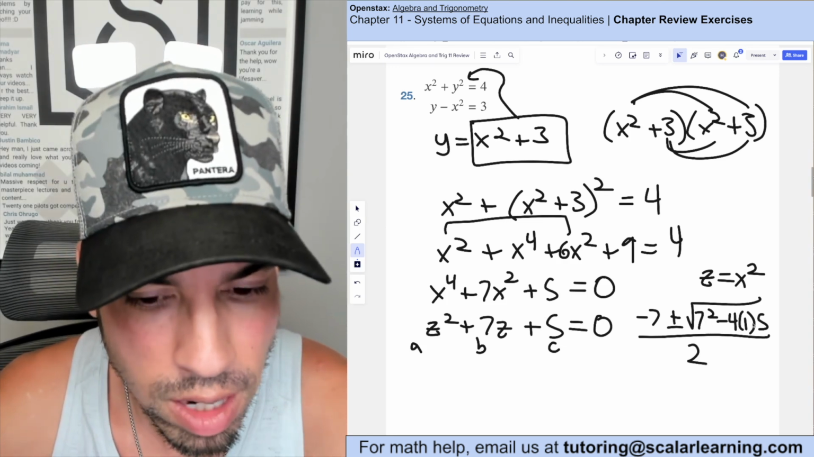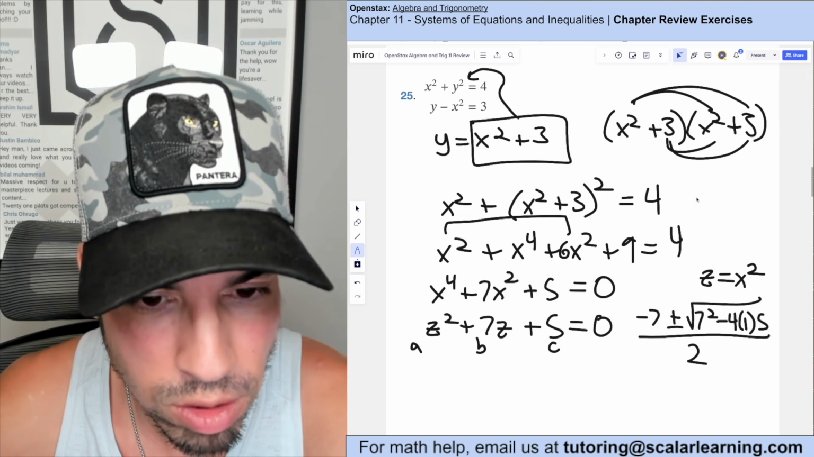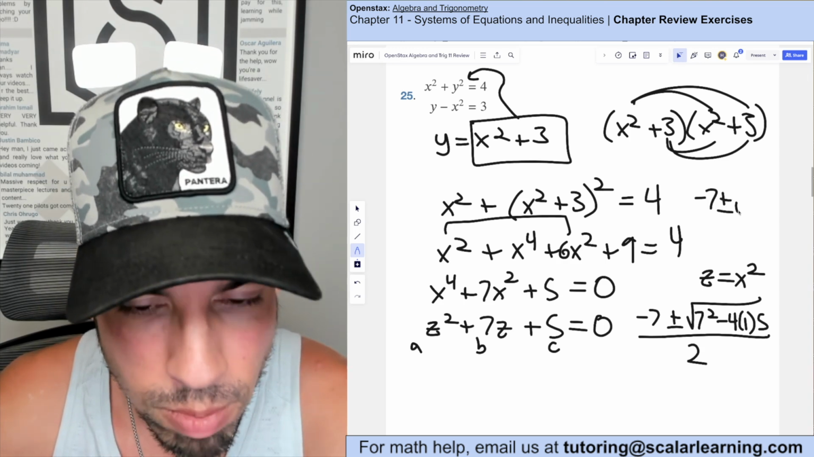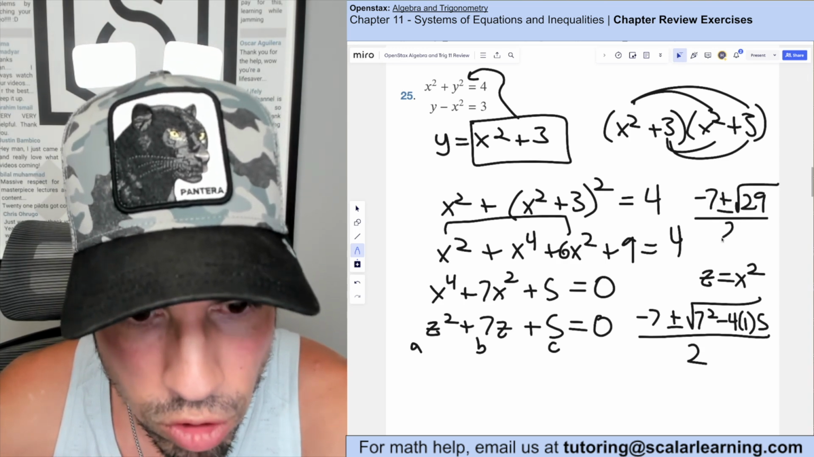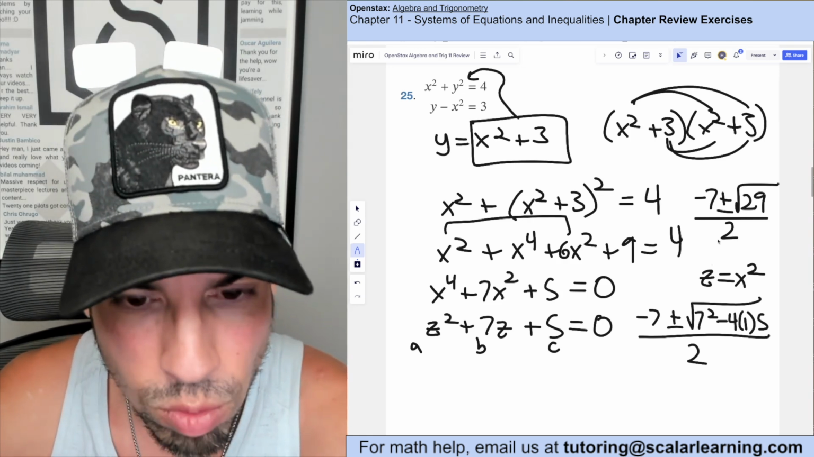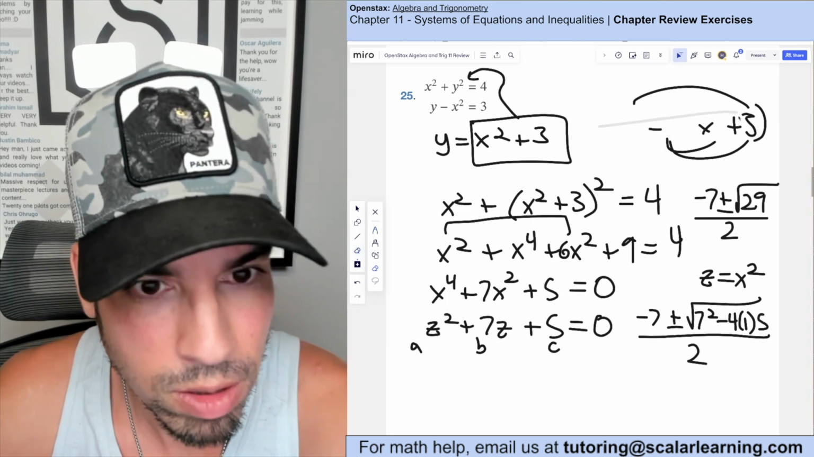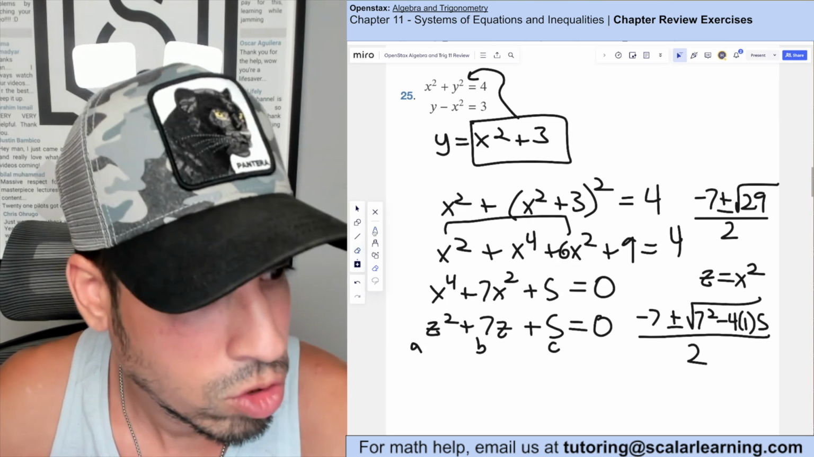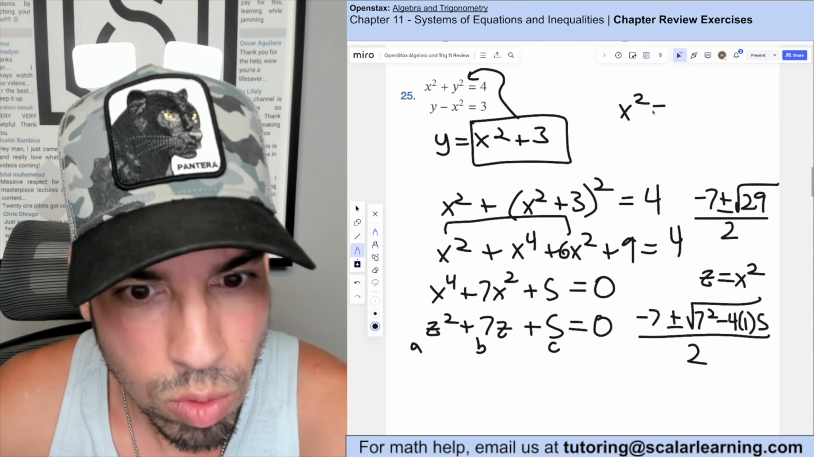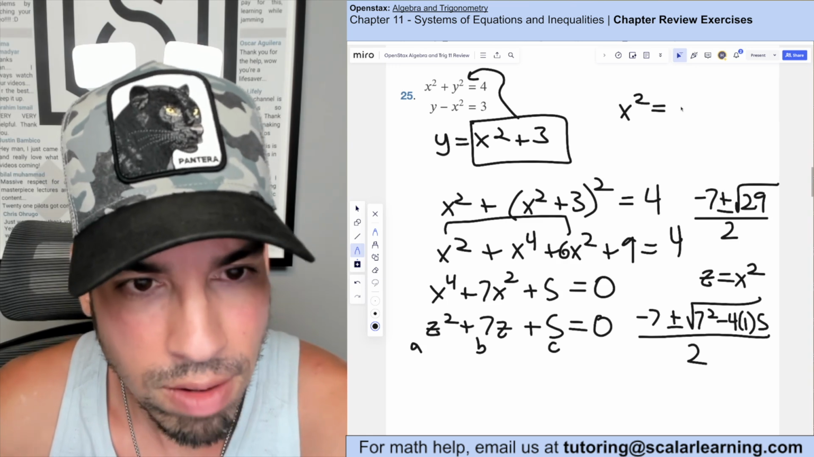And that's 49 minus 20, which is 29. So we got negative 7 plus or minus rad 29 over 2. Now, again, this is what z equals. So x squared equals that, right? So let's make a little bit of room up here. So we say x squared equals negative 7, all this stuff, right?